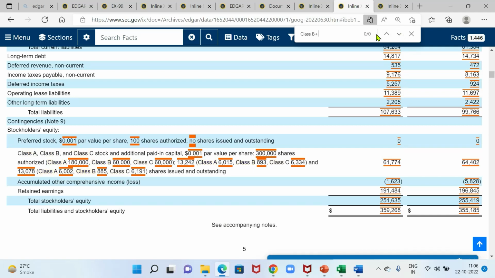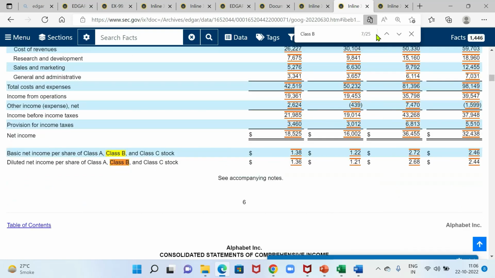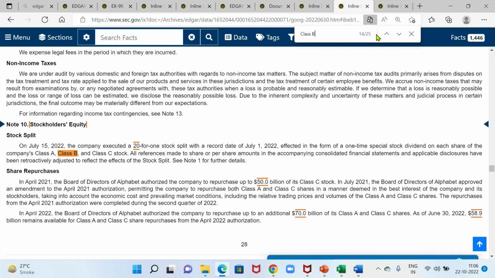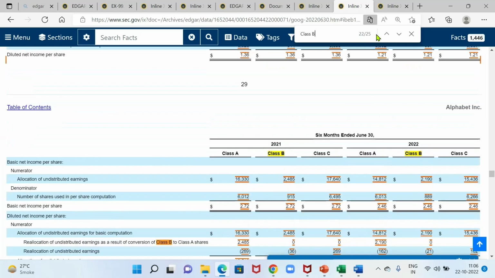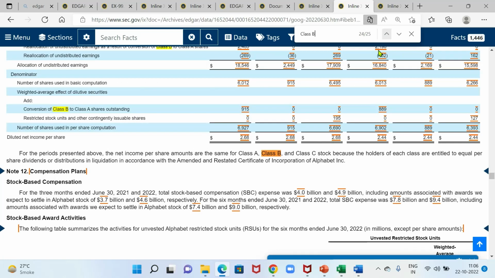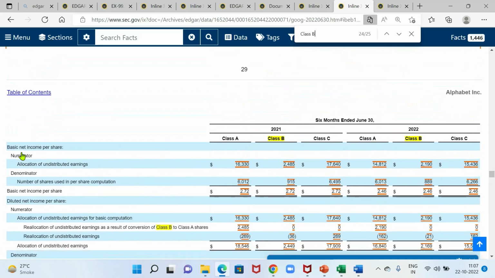Let's see what the main definition of Class B is. Just press Control F, you will see what this Class B is. The company is providing that. So when we go to share capital, we find out what these classes of shares are.